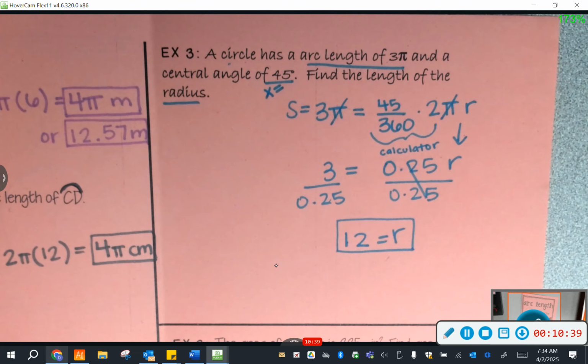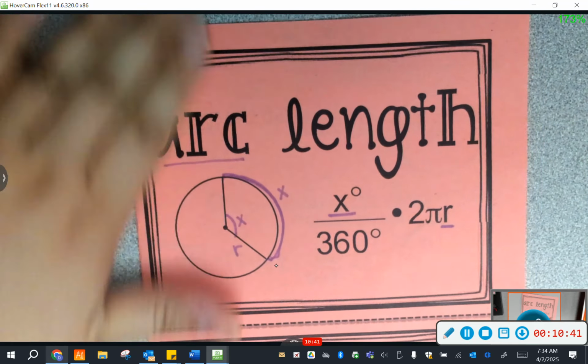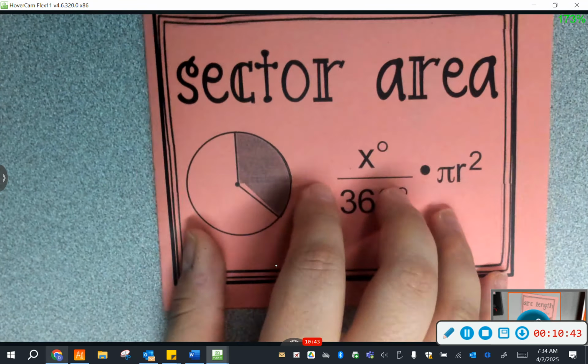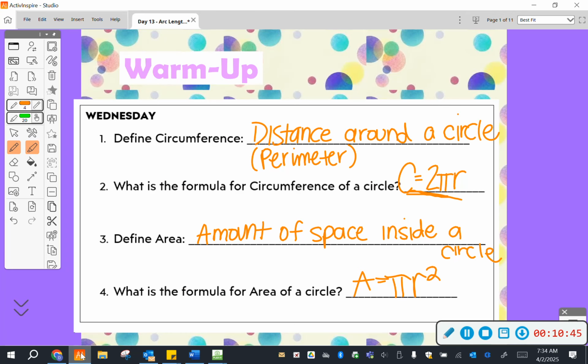All right, that is the arc length. I need everybody to close their notes, please. We're halfway done. The other thing we talked about was area.